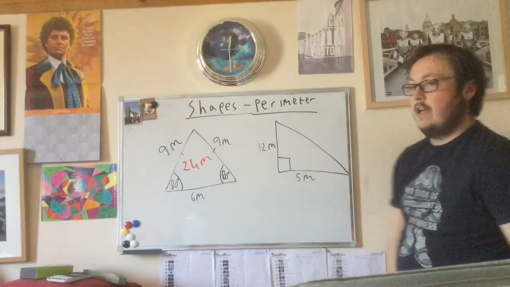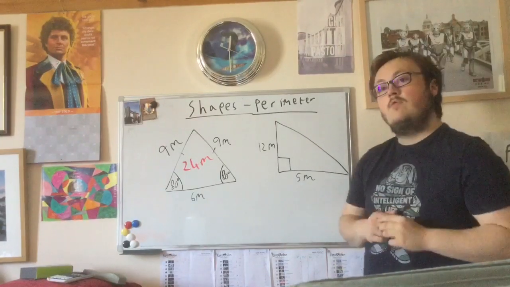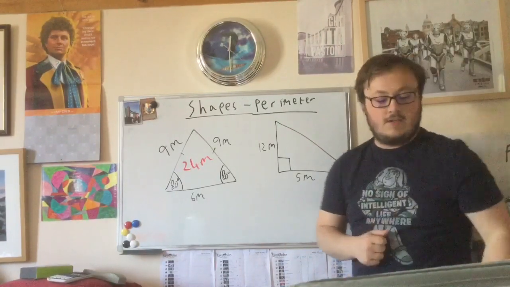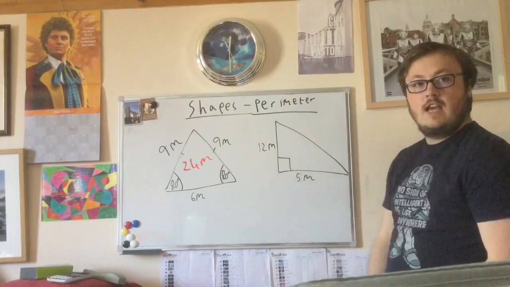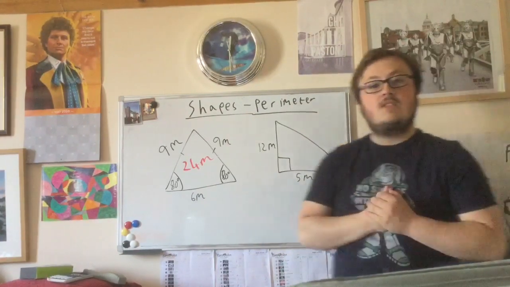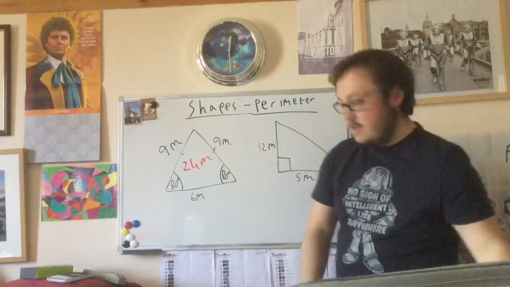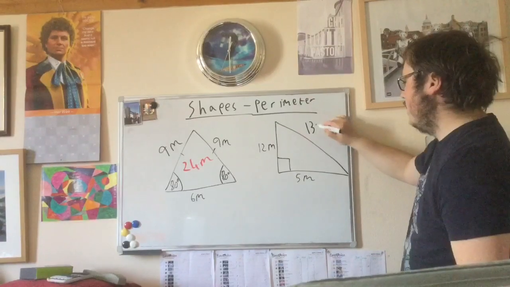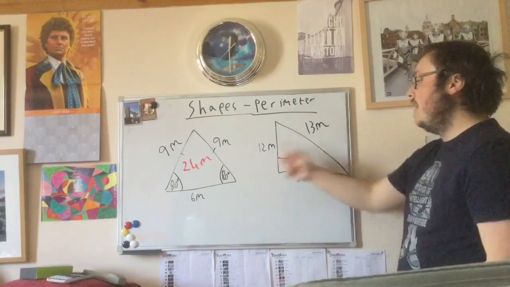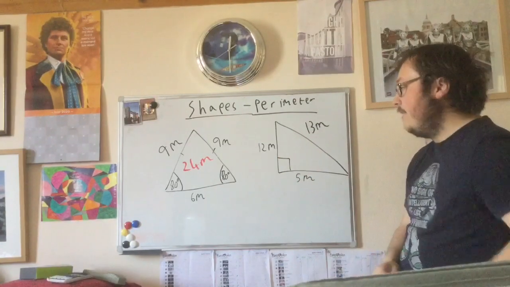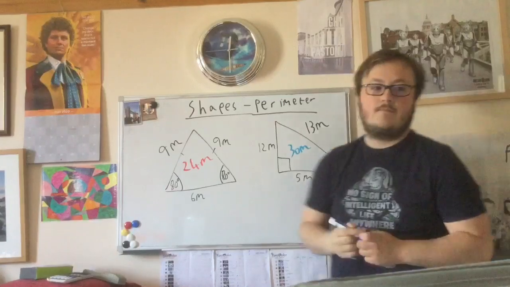What about this triangle? Well, what do we use to find the missing side of a right angle triangle? Pythagoras. So what we do is we square our 5 to get 25, square our 12 to get 144, add them together to get 169, and the square root of that gives us a side 13 meters. And now we can add these together as well. 13 and 12 is 25. Add 5 gives us a perimeter of 30 meters.